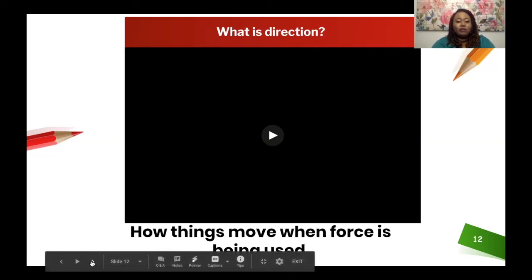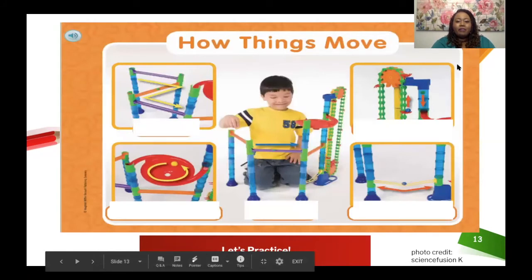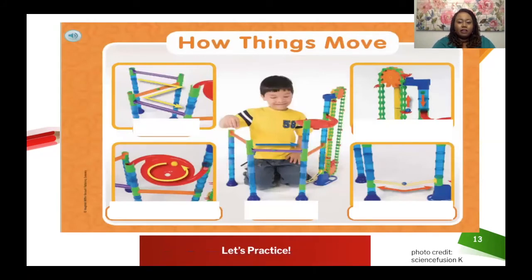So let's review a little today. How things move, okay? So let's look at this first one. This first ball, and we can look at the arrow, is going in what type of direction? How is it moving? If you said zigzag, you are correct. Now let's look at this. This ball goes, then it comes. Yes, if you said up and down, you are correct.